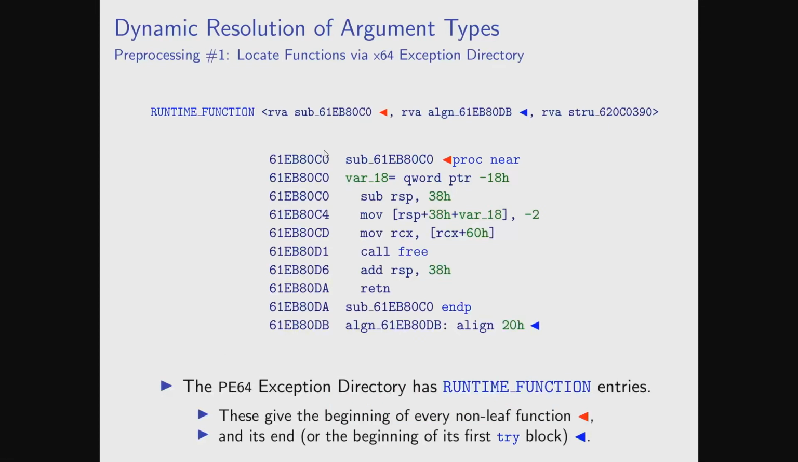So I chose to go x64 specific on this for simplicity on my part. The x64 exception metadata gives you the addresses of all of the functions within the binary. This is a change from the 32-bit Windows environment. So it tells you where the function begins as well as where its first region, like its first try block, begins, or the end of it if there is none.